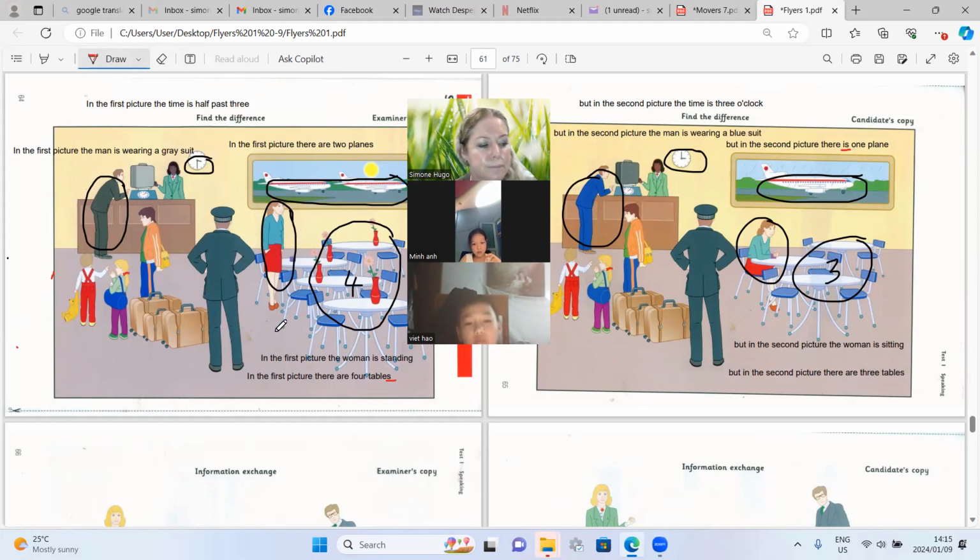In the first picture, the woman is standing, but in the second picture, the woman is sitting. In the first picture, there are four tables, but in the second picture, there are three tables. Okay.